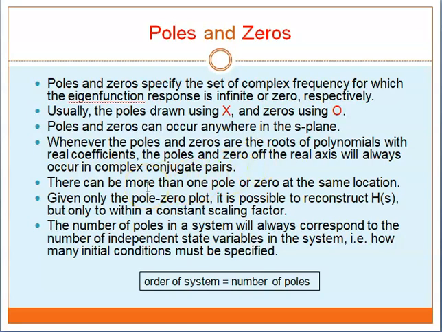There can be more than one pole or zero at the same location. It is also possible to reconstruct your H(s) if you are given the graph of a pole-zero plot. Another thing to know is that when you want to know the order of the system, you just have to see the number of poles.